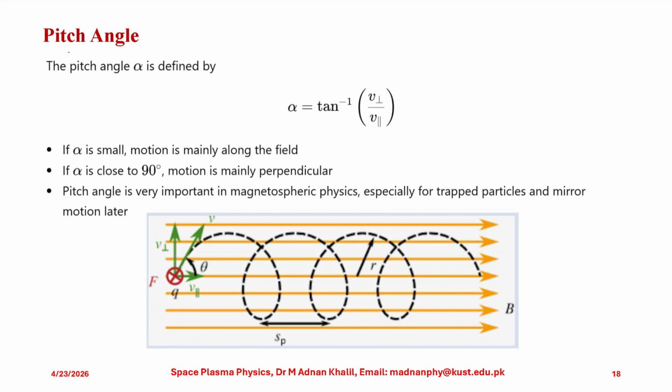The figure at the bottom helps visualize this. The magnetic field is drawn horizontally. The helical orbit is shown around it, and the velocity components are resolved into perpendicular and parallel parts. The angle between the particle motion and the magnetic field direction is the pitch angle. This quantity will become even more important later in trapped particle motion and magnetic mirror effects.